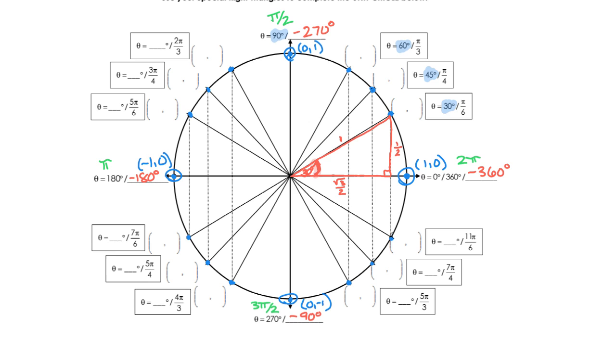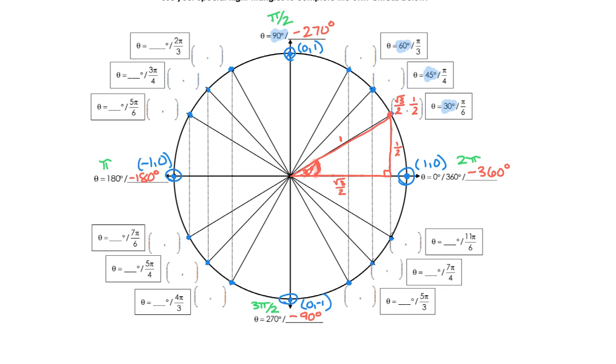In order to get the coordinates for the 30-degree angle and this point over here, we would have to go to the right square root of 3 over 2, so that's our x coordinate, and up 1/2, and so that's our y coordinate. And there's the coordinates of the point on the unit circle when we have a 30-degree angle.